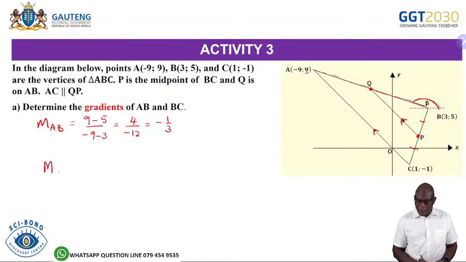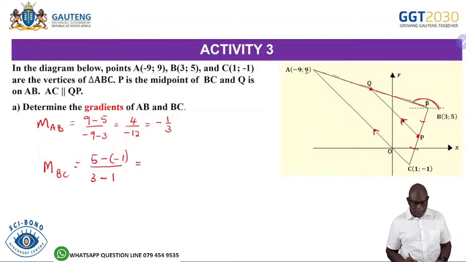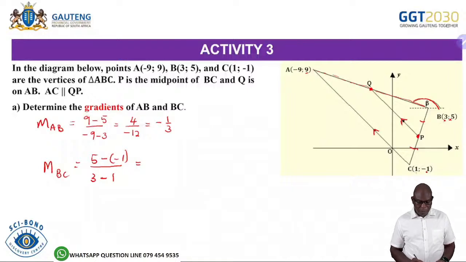Then I must get the gradient of BC, which is 5 minus 1, over 3 minus 1. So I've got a 5 minus 1, and I've got a 3 minus 1. I need BC, so therefore I'm going to get 6 over 2. The answer will be 3. Oh, I know where they're going with this answer. Okay, right, we have got a negative 1 over 3 here. Check this. We've got a 3 there.